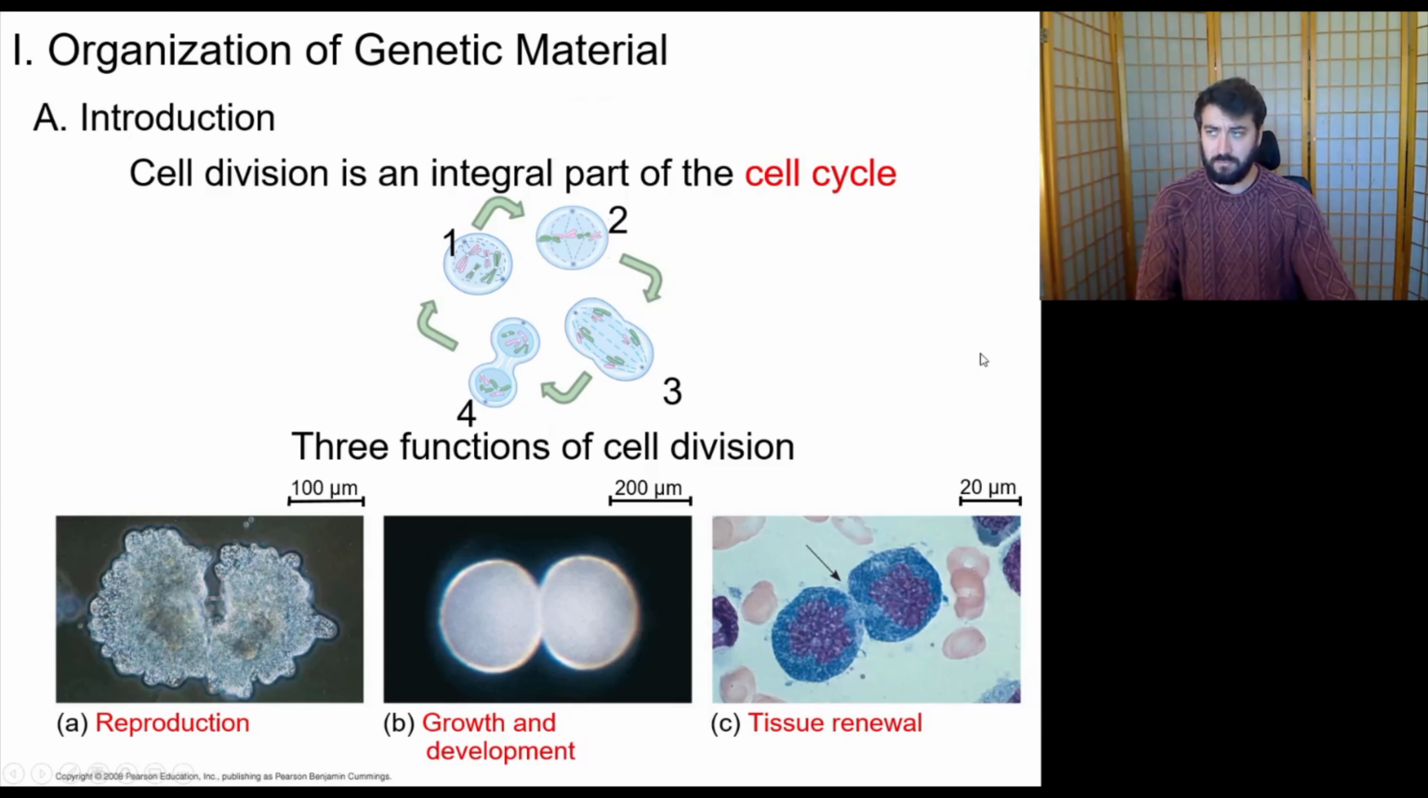Now, cell division is a critical part of what we call the cell cycle, which we're going to go into more detail on in just a minute. But in the meantime, there are 3 reasons a eukaryotic cell divides. Unicellular eukaryotes reproduce through the process of cell division, while in multicellular organisms, it's how things grow and develop.